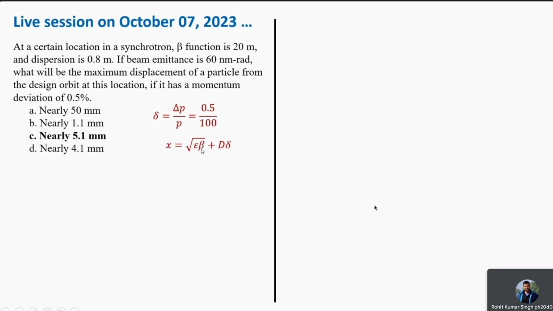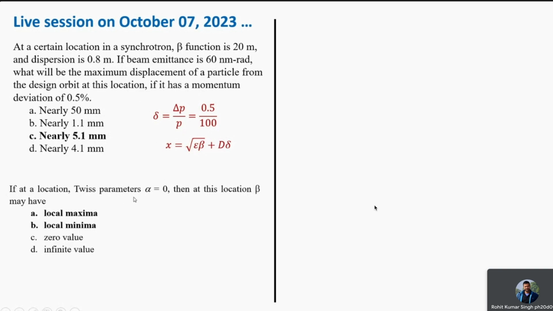X is equal to root of emittance times beta, plus D times delta p by p. Emittance is given, beta is given. Just convert into meter: 16 into 10 raised to minus 9 meter. Beta is already in meter, so you have into 20, plus dispersion D, which is also given as 0.8 meter, and just use 0.5 by 100 here. So just plug in the numbers and you will get the answer.